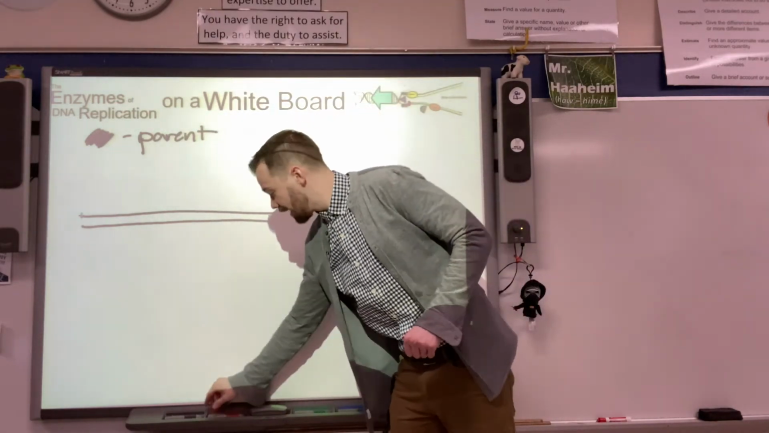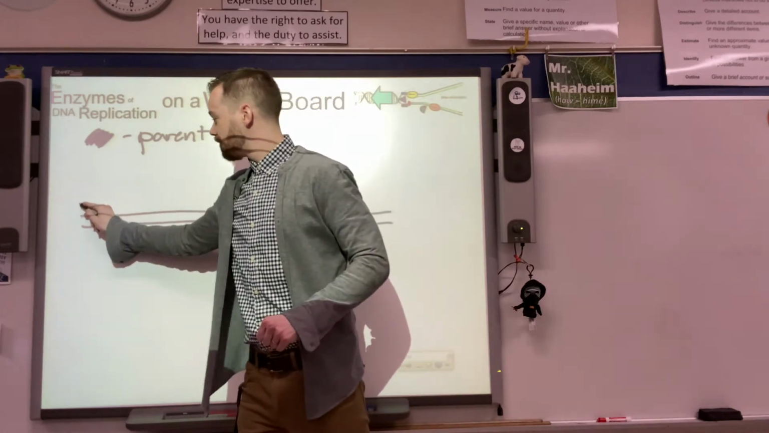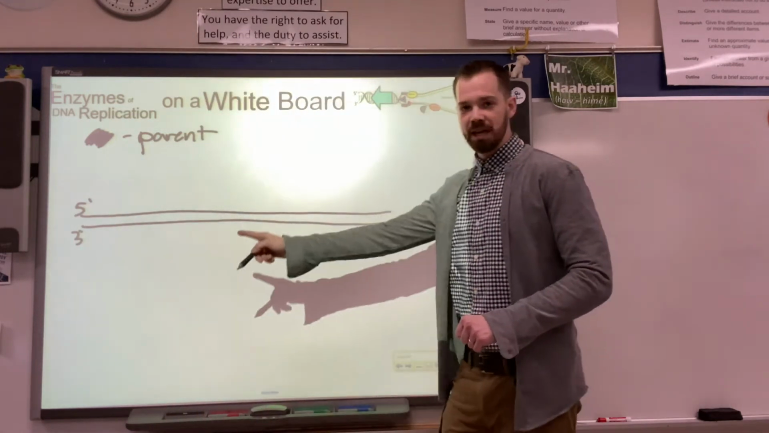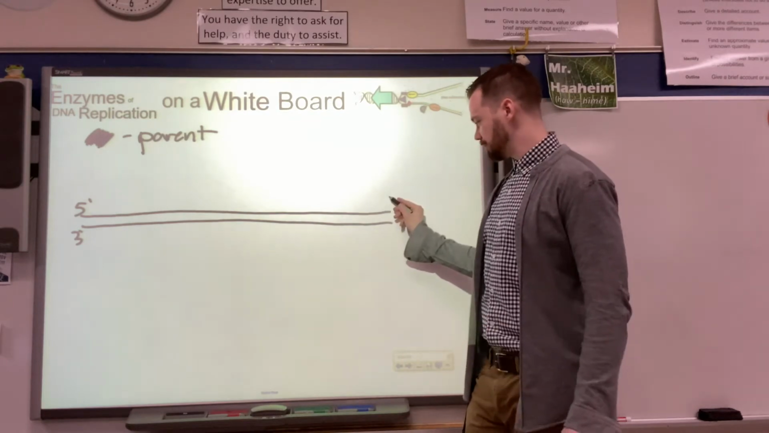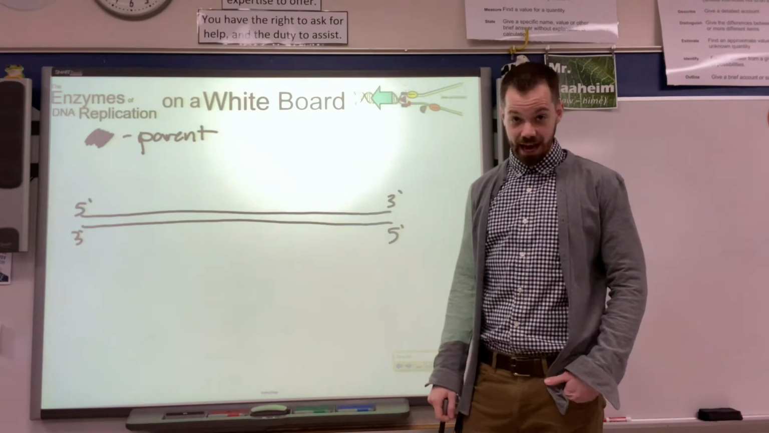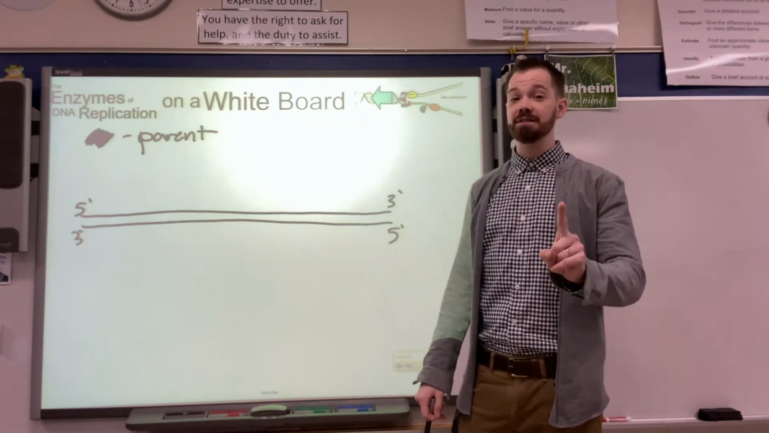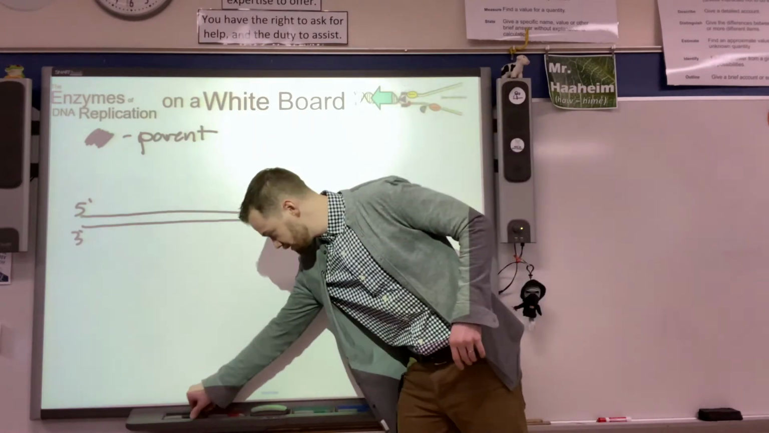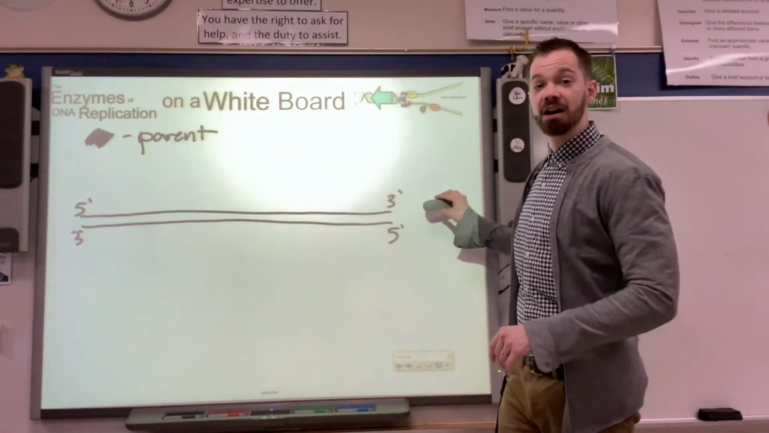Now, the first thing that you're going to have to do is know which sides are 5s and 3s. So I'm just going to assign one side as 5 and one as 3. That means on the other side, there's going to be a 3 and a 5. And replication has to happen from 5 to 3. The overall process is, the first thing that's going to happen is you're going to unzip your DNA.